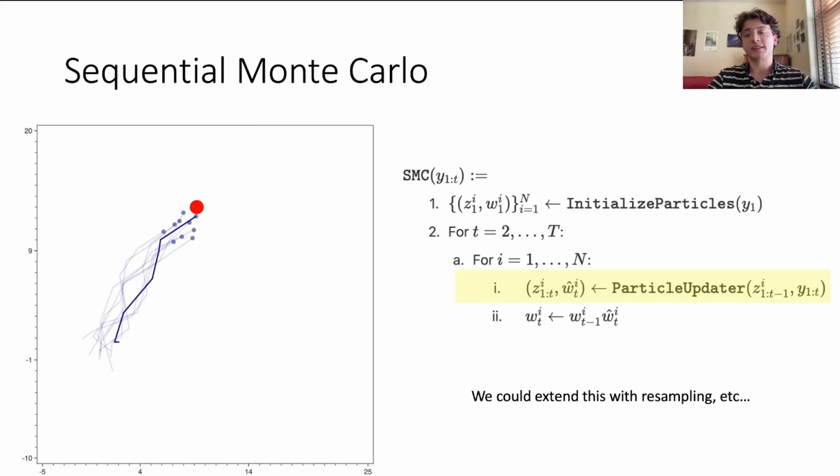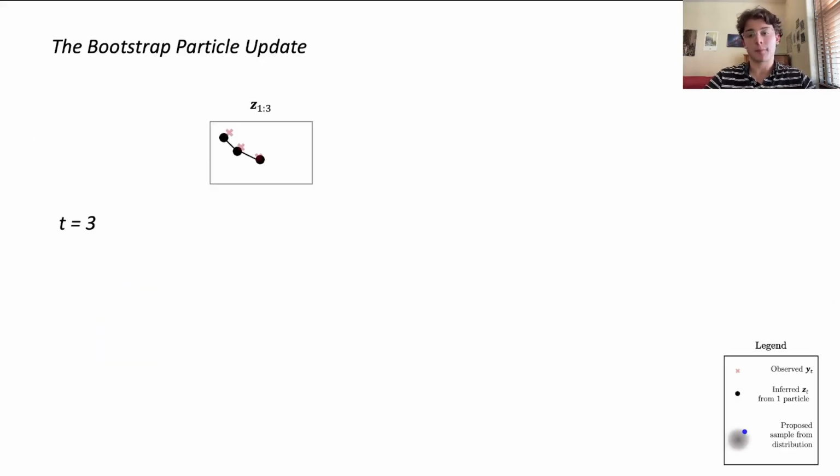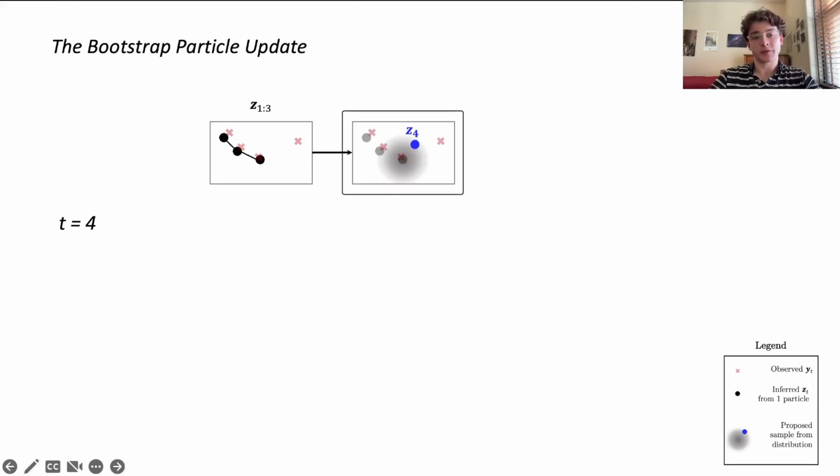To make this concrete, let me show you an example of one of the simplest particle updating strategies we could use, the bootstrap particle update. At the third time step of inference, the particle updater will receive as input this black trajectory over 3 steps, which might underlie the first 3 noisy observations we got. And then at time 4, the update will receive a new noisy observation, and its goal is to update this trajectory in light of this new data. The bootstrap update just proposes a new position for the object from the random walk model, and outputs the extended trajectory.